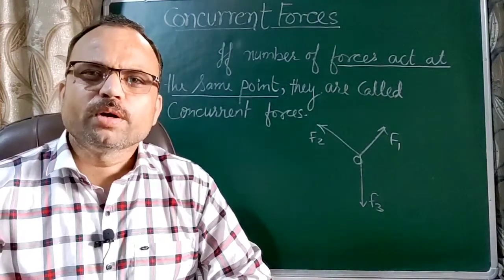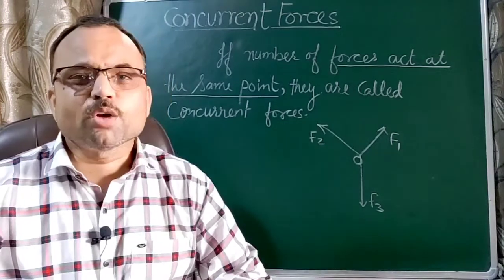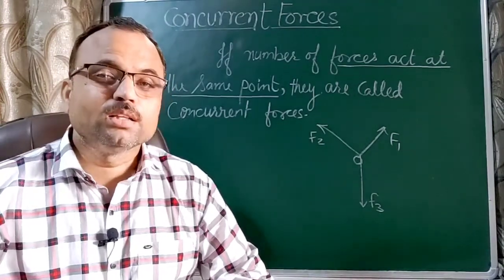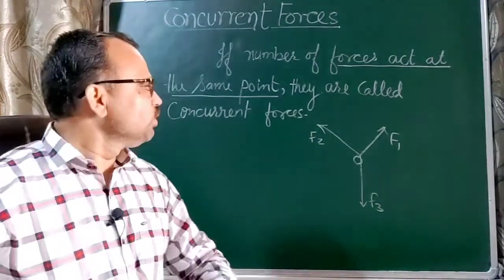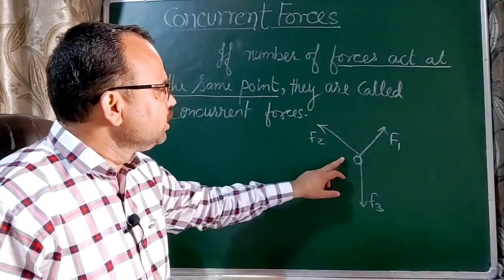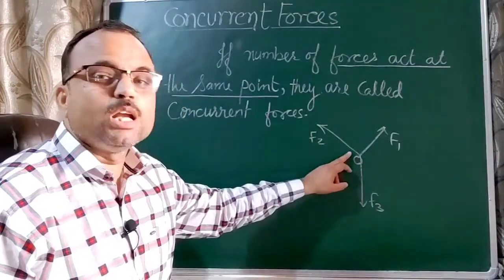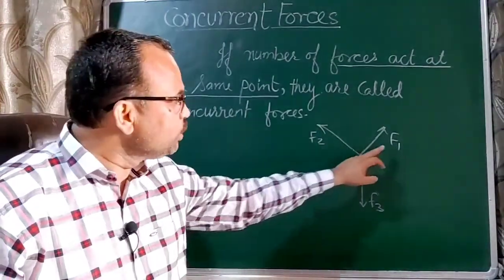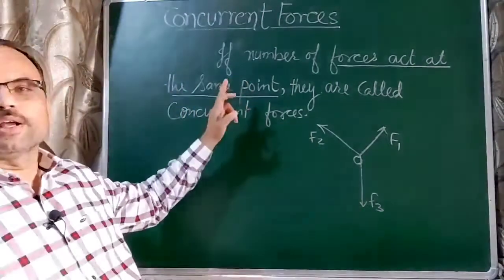So, do you know what concurrent forces are? If a number of forces act on a point, then the forces are called concurrent forces. As you see in the figure, the three forces F1, F2 and F3 act on a single point O. Then F1, F2, F3 are called concurrent forces.